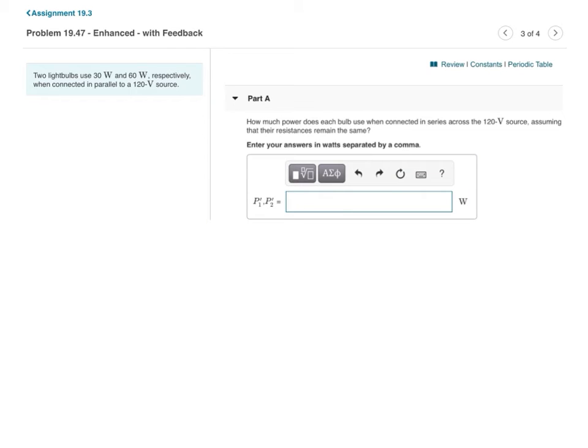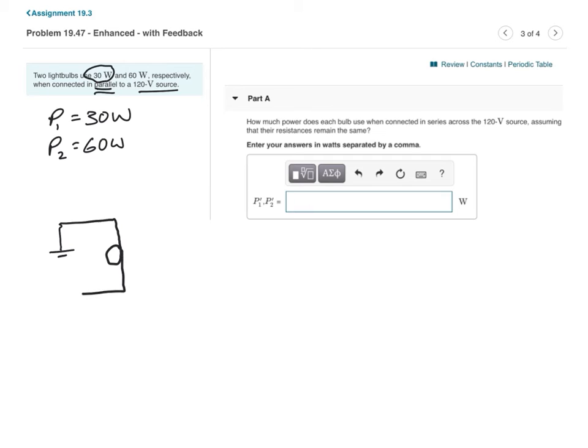Okay, so let's talk about one of your mastering physics questions for tonight. I think this is the third one, and it says two light bulbs use different amounts of power. One uses 30 watts. We'll say P1 is 30 watts, and the other one, P2, is 60 watts of power when they're connected in parallel to a 120 volt source. So I'm going to show that in a little diagram here. Light bulbs in parallel would look like this.